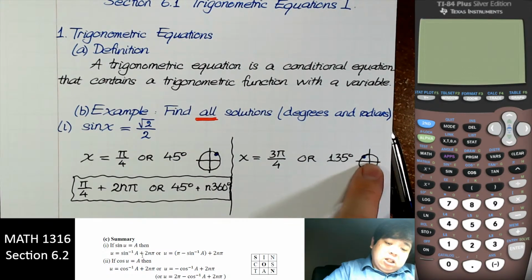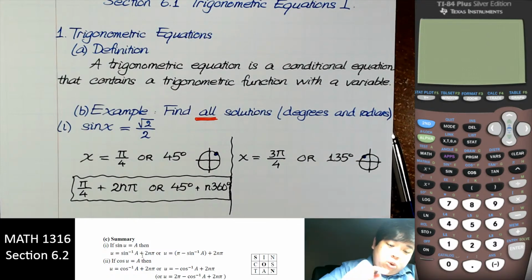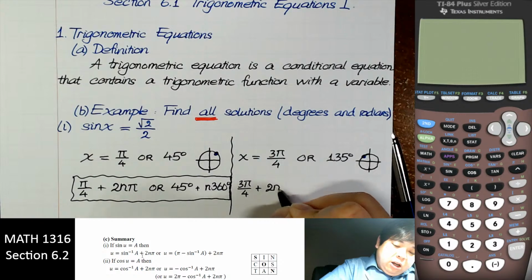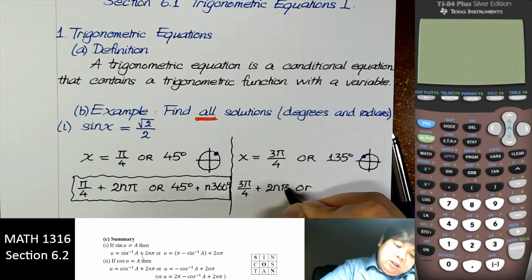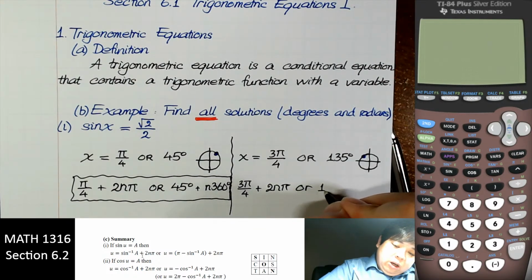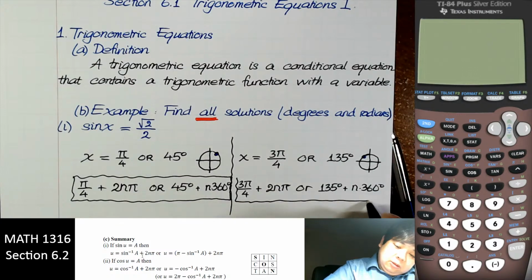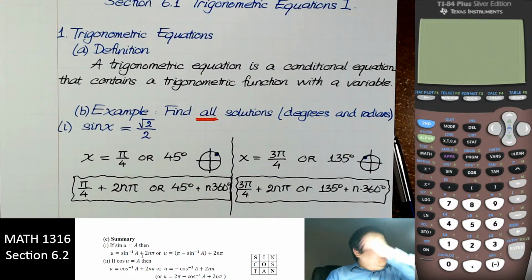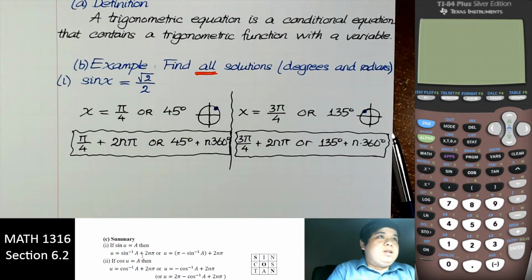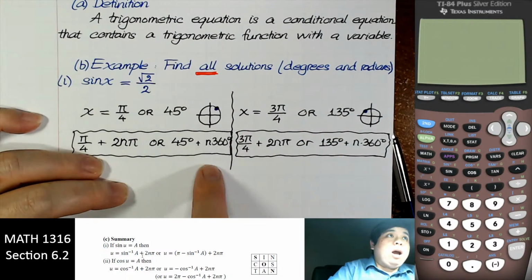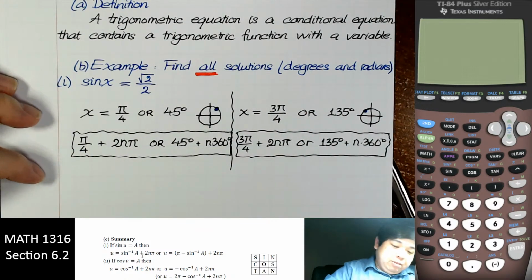Now we write similarly the solution corresponding to that point. 3 pi over 4 plus 2n pi, or 135 degrees plus n times 360 degrees. Right, so that is the first problem. Notice that the sine will have the solutions across from the y-axis. Right, next.